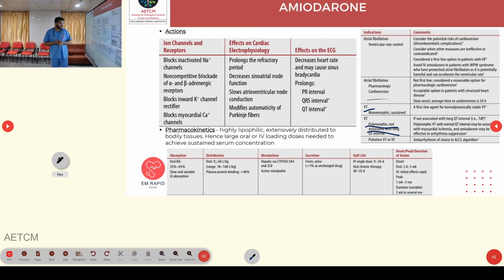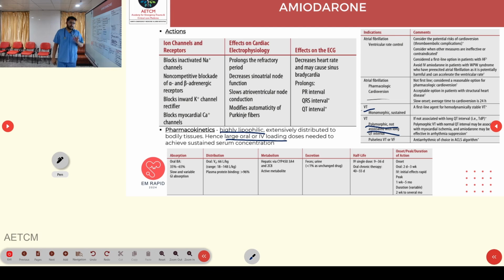And the pharmacokinetics, as I said earlier, it is highly lipophilic, and it's extensively distributed to these body tissues. And so we require large oral or IV loading doses to achieve a sustained serum concentration. So the oral bioavailability is around 35 to 65%, and the distribution is very huge. It is 66 liters per kg, and plasma protein binding is more than 96%. Hepatic metabolism via CYP 450, and it is excreted via feces and urine.